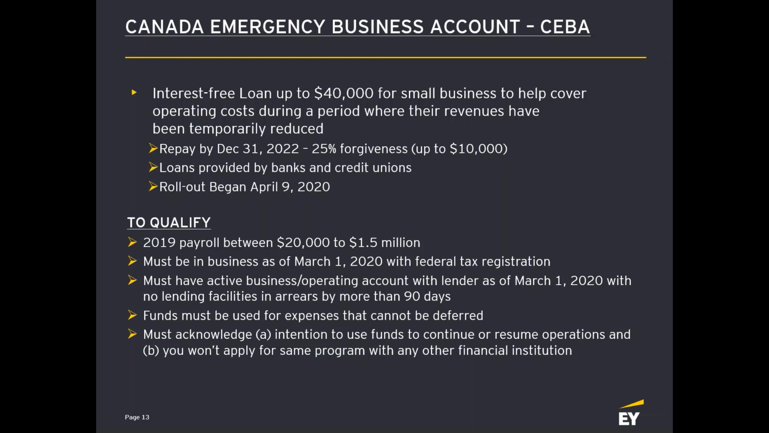Keep in mind, though, that the funds which you borrow have to be used for expenses that can't be deferred. So stuff like rent and wages and things like that. In order to qualify, the business had to have payroll in 2019 between 20,000 and 1.5 million. So it's relatively small businesses. And you had to have a business account with a financial institution as of March 1st, 2020. So I think a lot of businesses probably would have some sort of loan facility with a commercial bank. So I think that's probably not a big impediment.